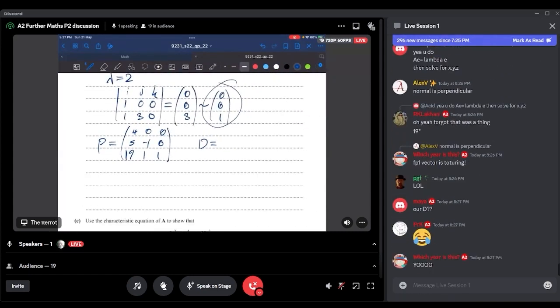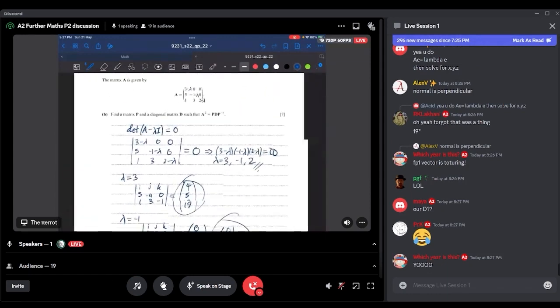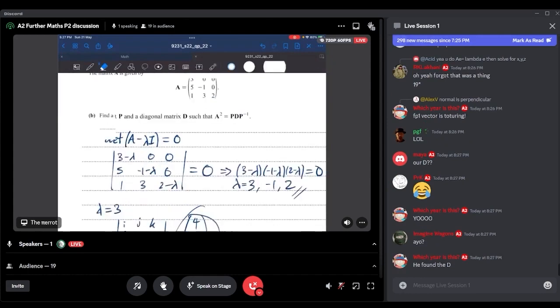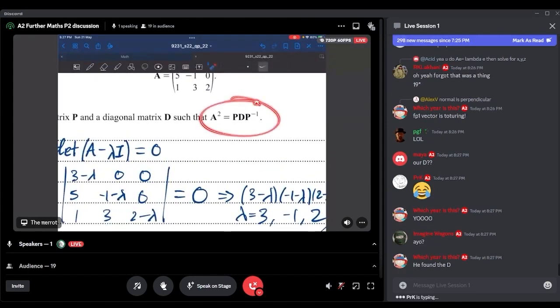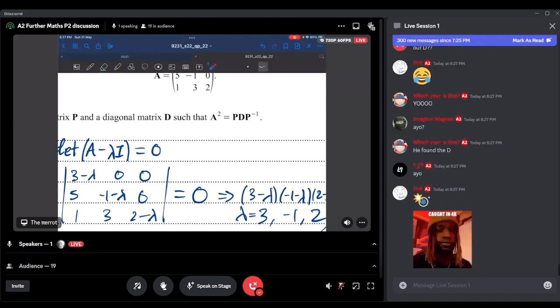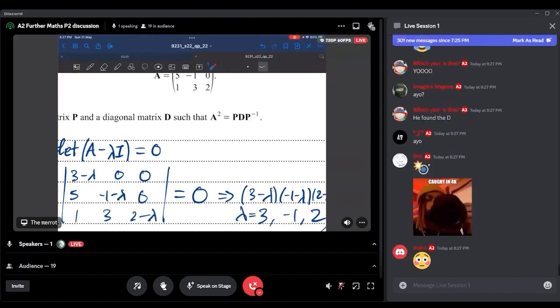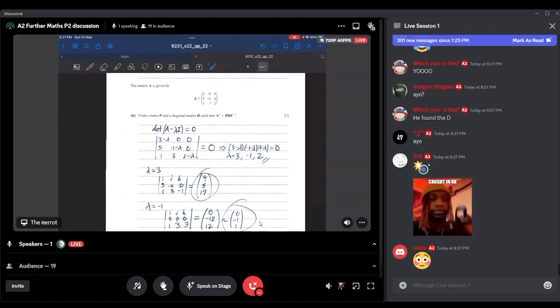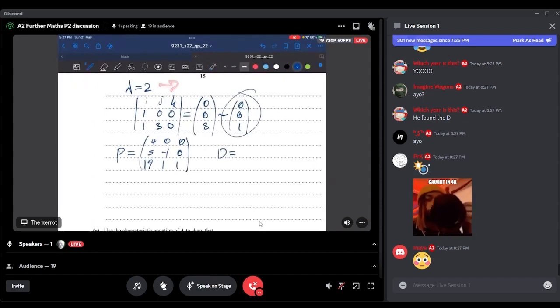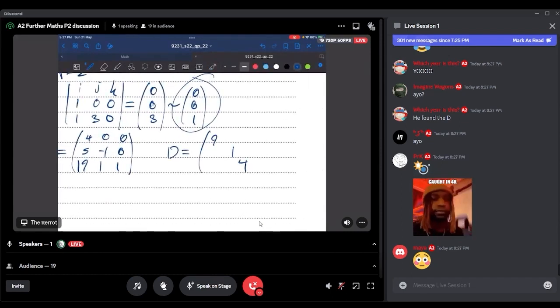So we want to find this diagonal matrix D such that it satisfies this, right? So it is not for A, but it is A square. But A square really just has the square of the eigenvalues, right? So you just have to square the eigenvalues correspondingly. You get 9, you get 1, and you get 4. So you have 9, 1, 4. And that's your answer. That's your D matrix.